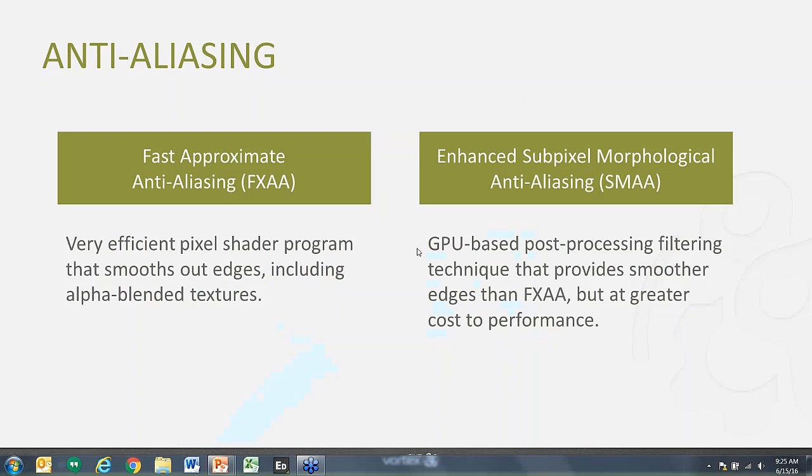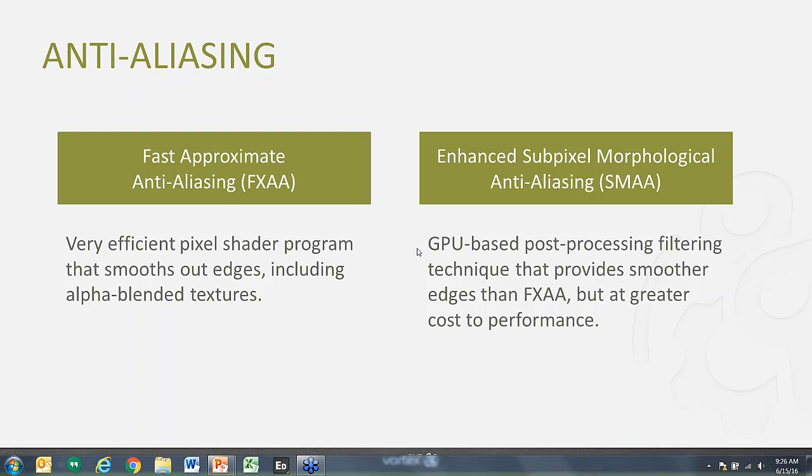Thank you, Marc-Alexandre. So, multi-texturing is one of the main new elements of Vortex 6.7, but I've already mentioned that we have a few other things that contribute to improve visuals in Vortex. So, the second set of features is the addition of two new anti-aliasing methods. The first one, fast approximate anti-aliasing, is an extremely efficient pixel shader program, and it provides smoother edges, including on alpha blended textures, and it's done as a shader program, so it's extremely efficient.